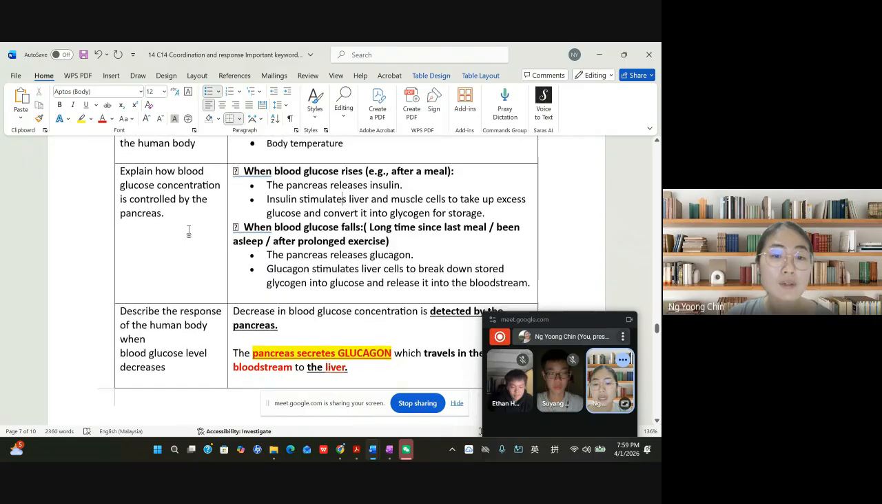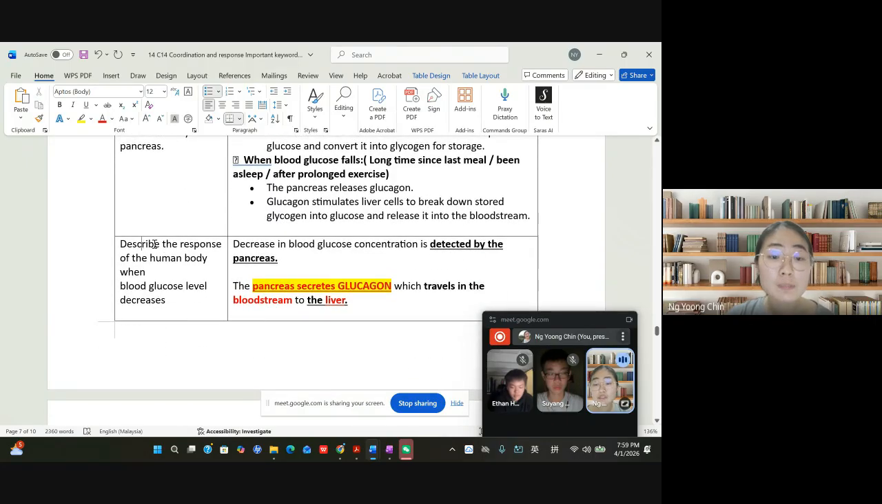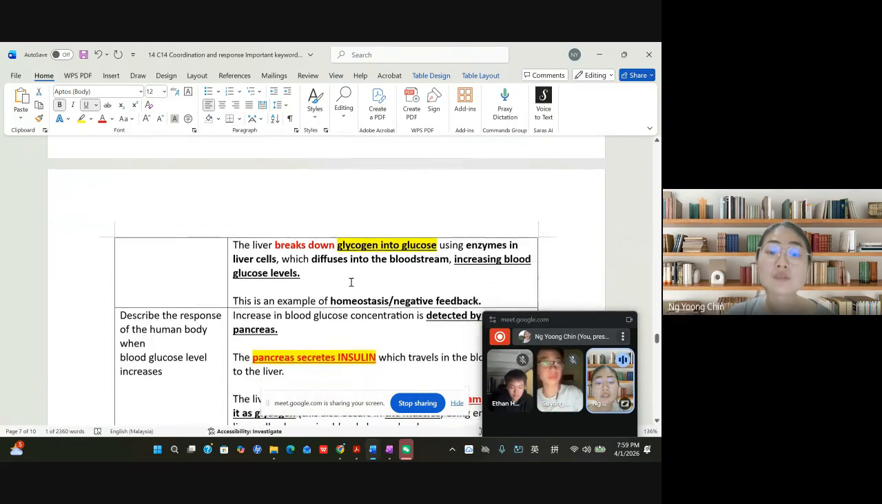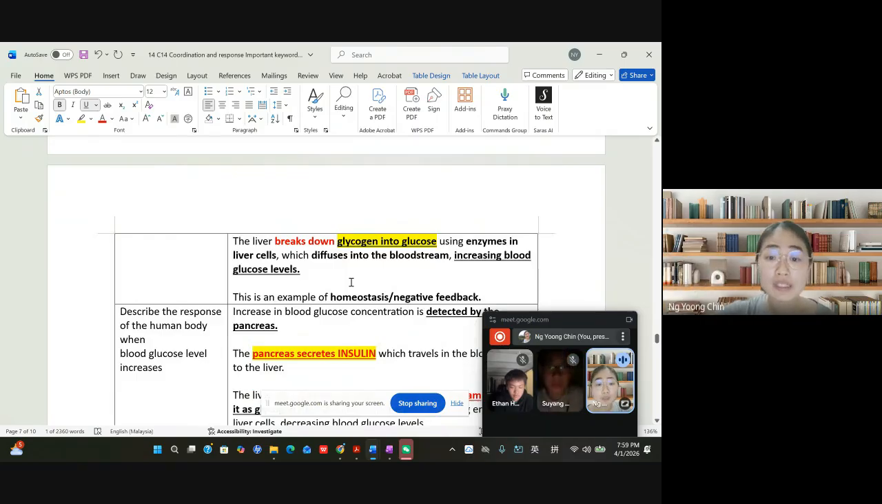So how do you describe the response of the human body when the blood glucose level decreases? Whenever there's a decrease in the blood glucose level, it will be detected by the pancreas. The pancreas will secrete the hormone we call glucagon. Glucagon will travel in the bloodstream to the liver. Later, the liver will break down the glycogen stored inside the liver, because inside the liver there's a lot of glycogen storage.